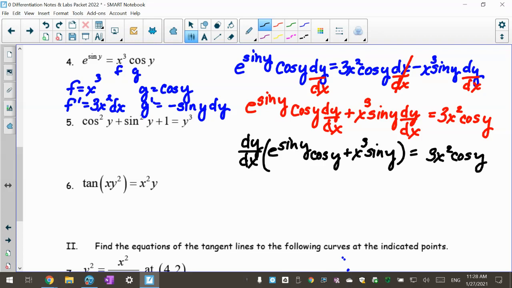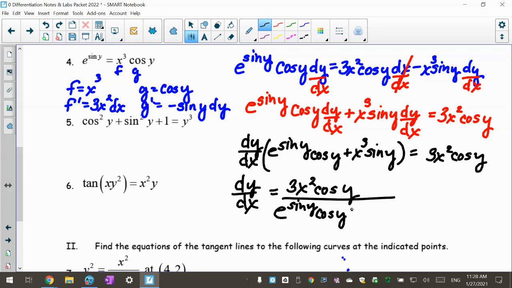And then these are hooked to the dy dx by multiplication, so I'm going to divide by the glop. So dy over dx, or the derivative of y with respect to x, is 3x squared cosine y divided by e to the sine y cosine y plus x cubed sine y. So there's my derivative. I always like to stop and look at it and feel proud. This is some of the homework that you'll want to leave on your kitchen table for your family to see that you can do implicit differentiation. The other thing is I try to look at whether I can simplify it, and I really can't. So that's my answer. That is number 4.